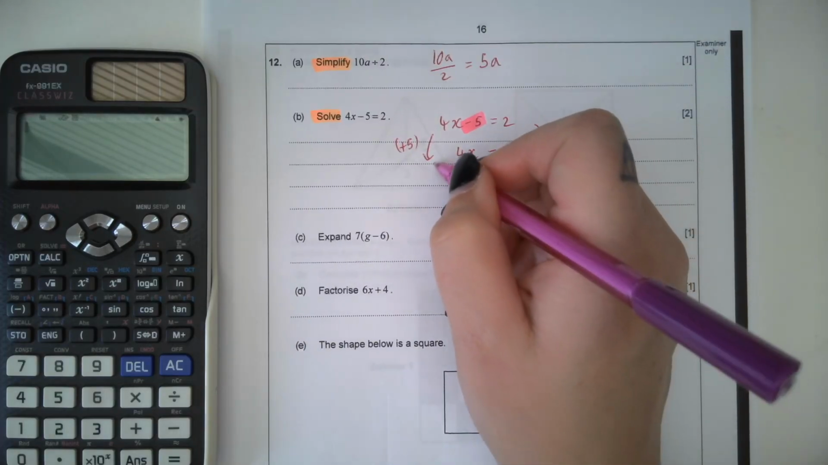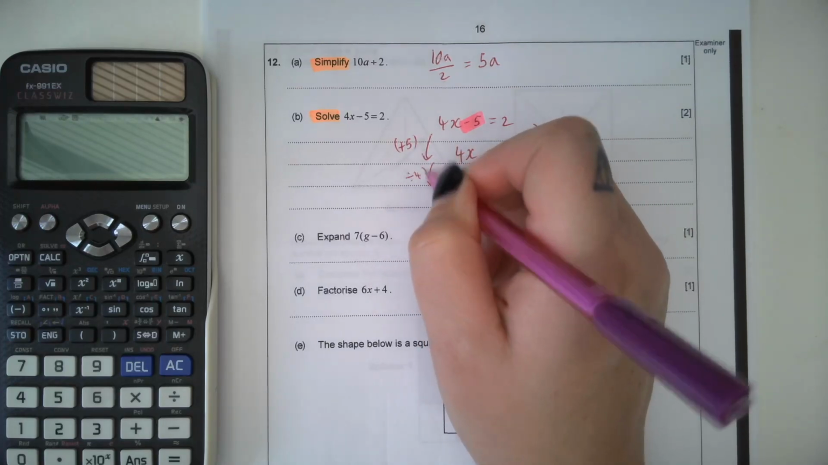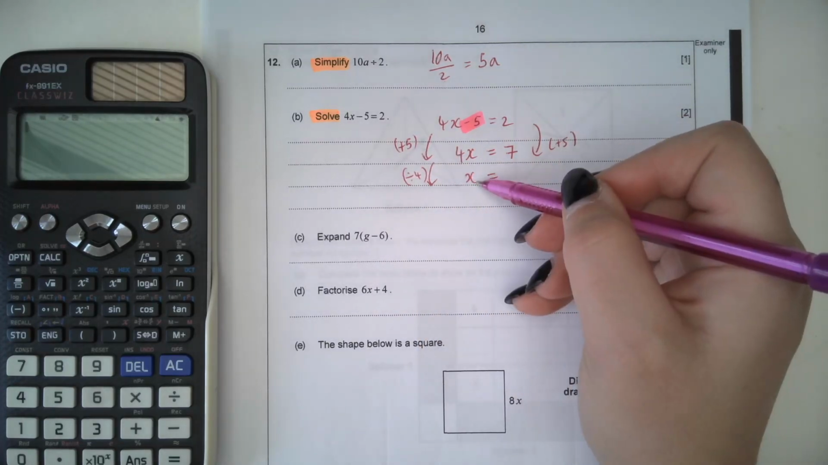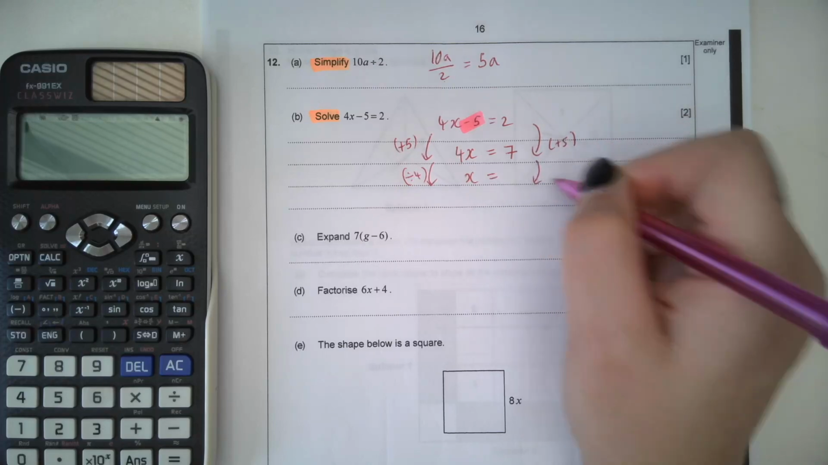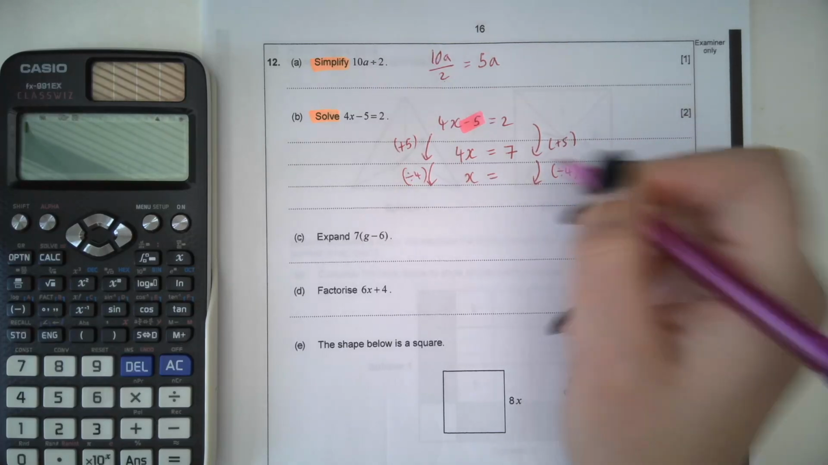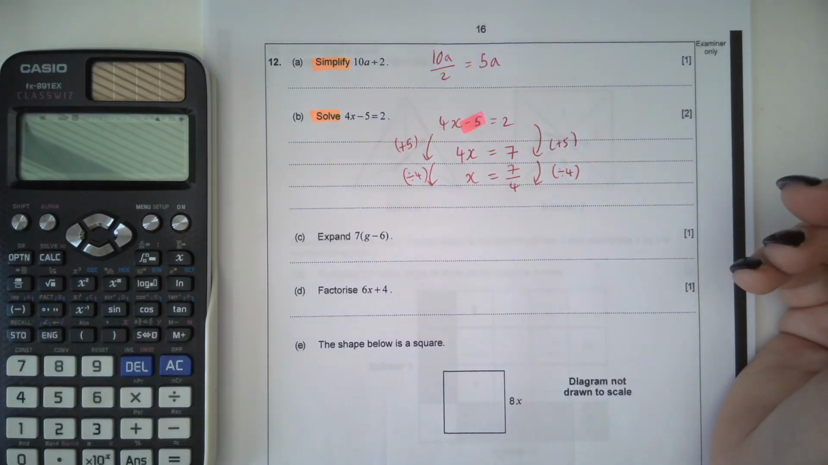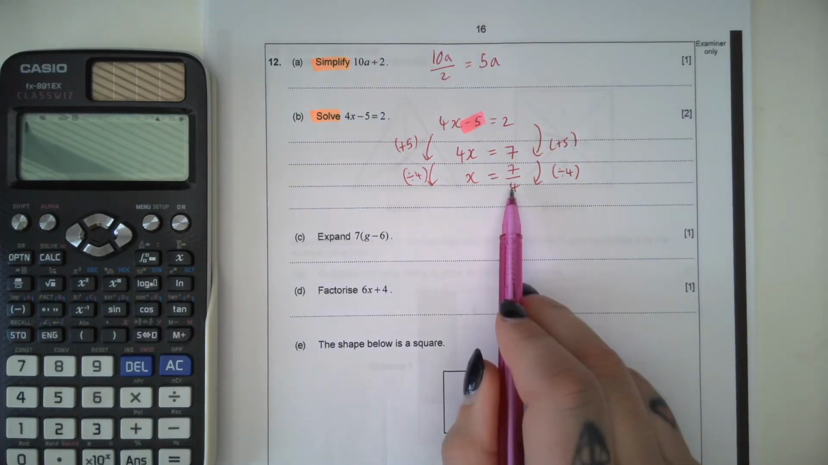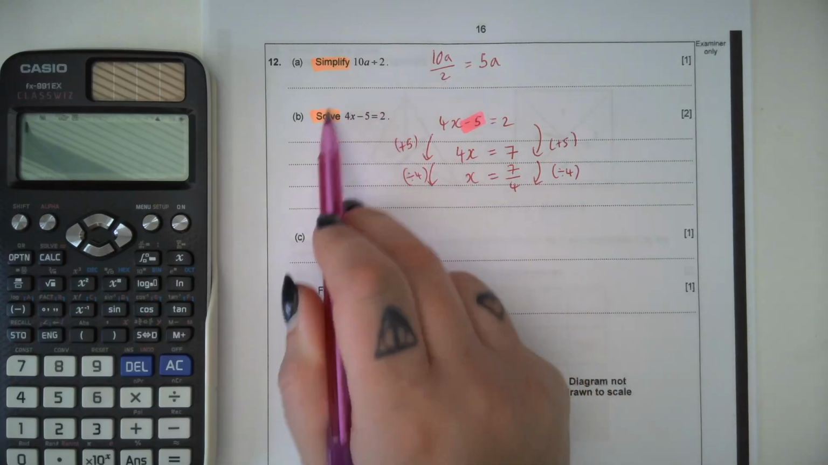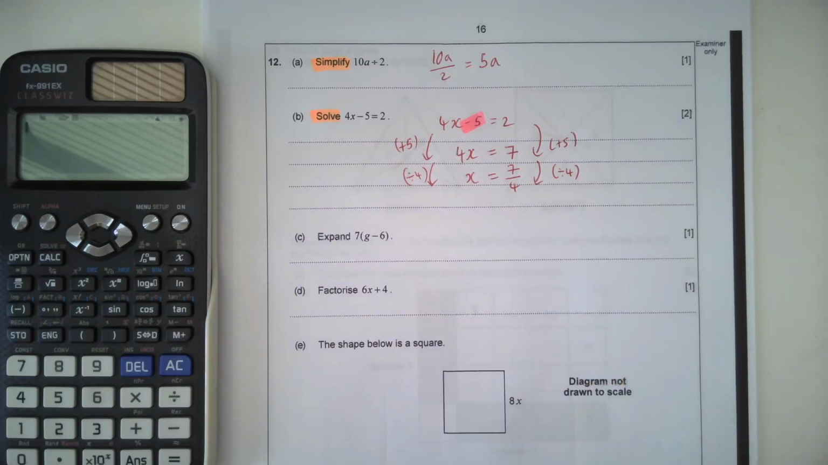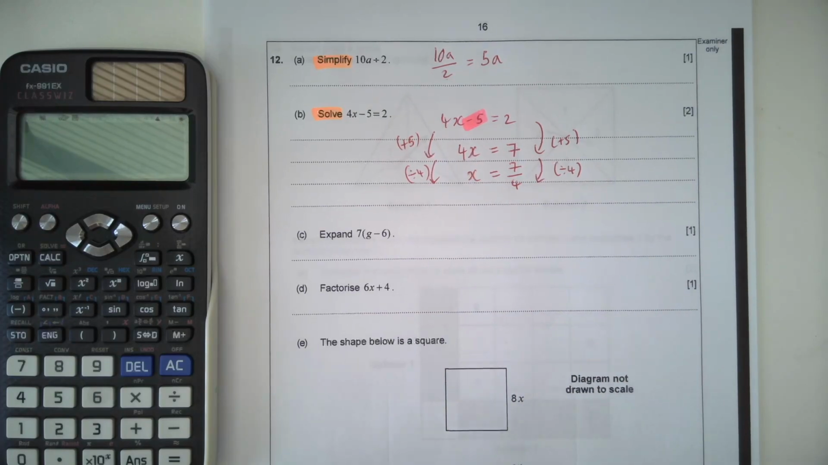So the inverse of multiplying by 4 is to divide by 4. So 4x divided by 4 gives me x. I need to do the same on the other side. So 7 divided by 4, I can't do in my head. I'm going to write that as a fraction, and I can leave that there because they've not told me what form they want my answer in. So I'm going to leave it like that.